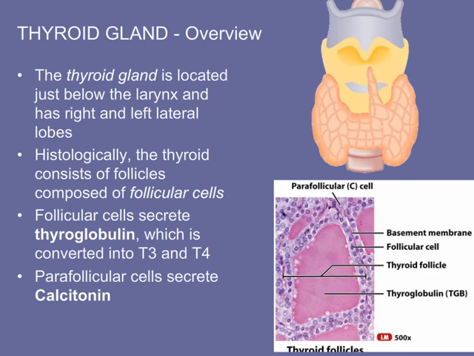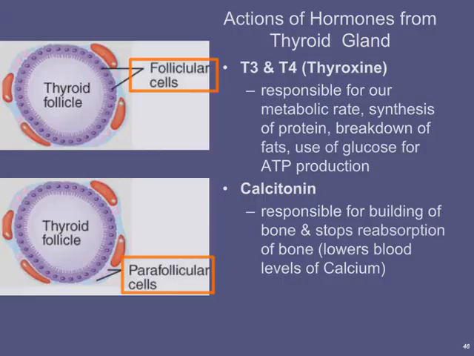Before we move on, it's also important to point out that the thyroid is also responsible for secreting something called calcitonin. Calcitonin is one of the principal hormones which help us to regulate calcium balance in the blood. Calcitonin and thyroxine are secreted in different areas of the thyroid gland. The follicular cells secrete thyroglobulin, which will eventually be converted into thyroxine, whereas the parafollicular cells secrete calcitonin, which is used in calcium homeostasis.